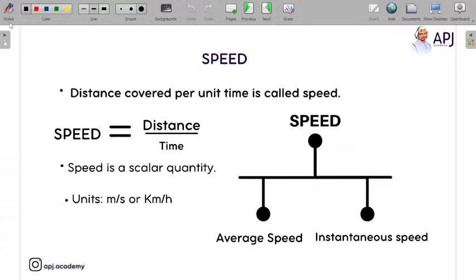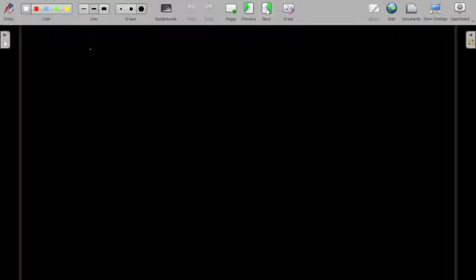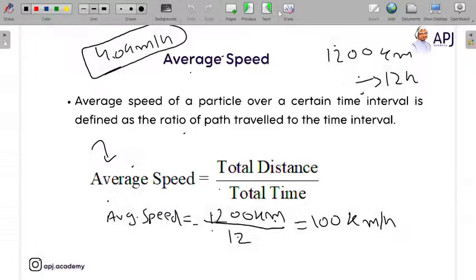Now on the right hand side you see this small flow chart. Speed is divided into two different aspects. I should say the types, because aspects is not correct, but types. So the types of speed are average speed and instantaneous speed. What is the simple difference between instantaneous speed and average speed? We will see maybe in the next slide or so.